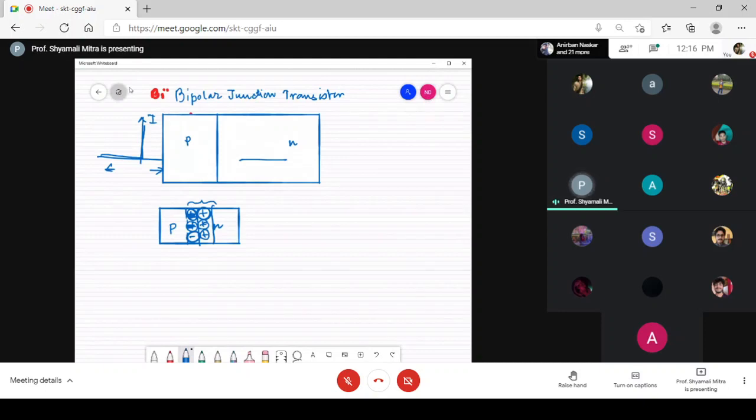Now when the electron moves from the n side to the p side, it becomes the minority carrier. Even when this depletion region is formed, we have seen there are a few hot electrons in the n side and a few hot holes in the p side which are able to cross, but those numbers are very few. So the electron that moves from the n side to the p side becomes a minority carrier in the p side, whereas a hole moving from the p side to the n side becomes a minority carrier in the n side, where there are pretty high chances of recombination.